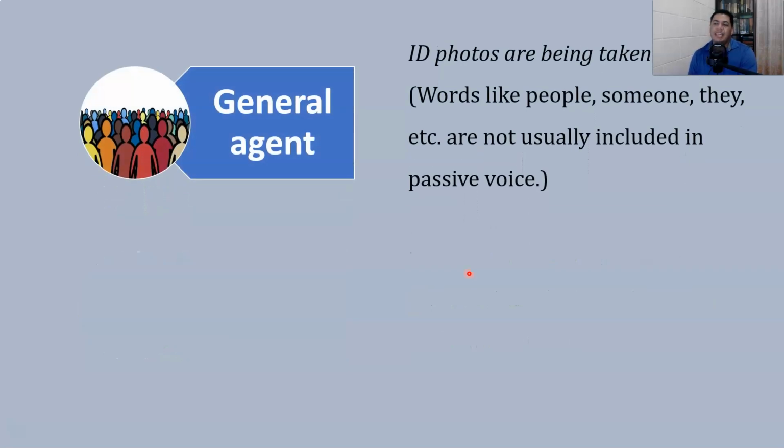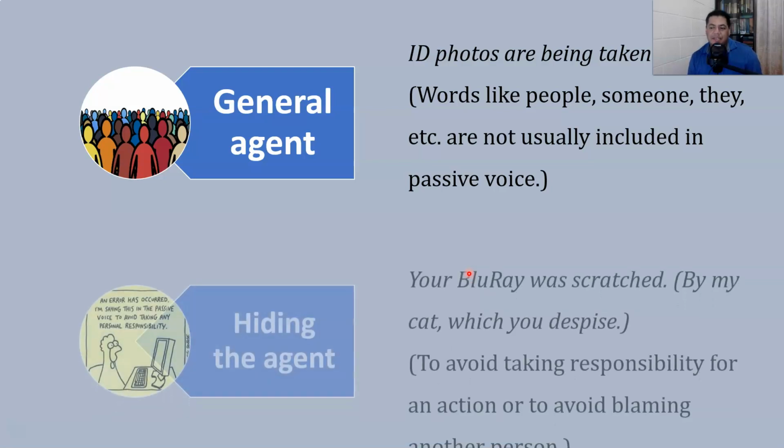Also, if the agent is general, I'm not gonna use it either. ID photos are being taken today. So I'm not gonna use words like people, someone, they are usually not included in passive voice when they are acting as agents, because they don't contribute to making the sentence more conducive towards transmitting the meaning effectively.